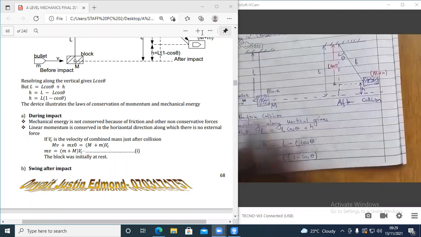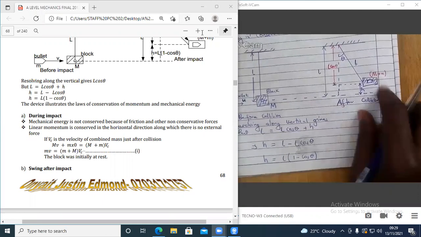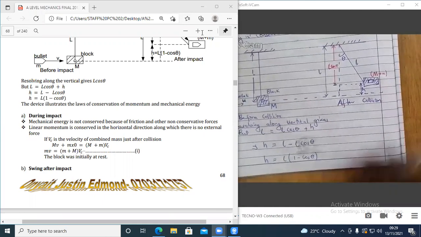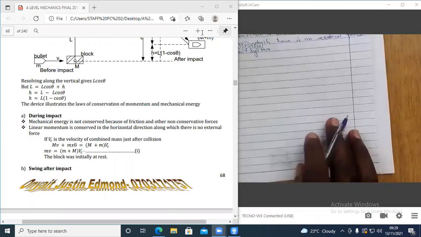So here we are considering only the bullets. We are not considering any external force like weight, air resistance, or the frictional force in this calculation, because momentum must always be conserved.